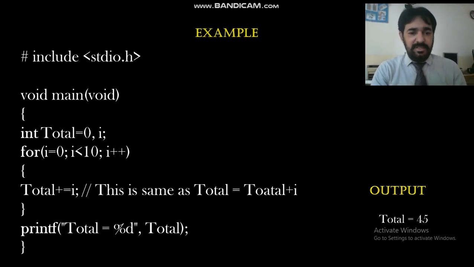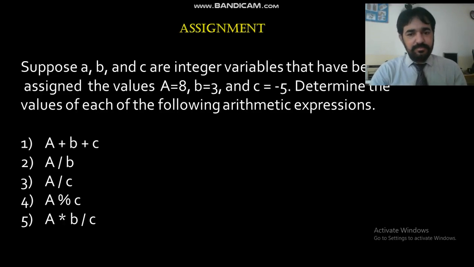So, an assignment for you. Suppose a, b and c are integer variables that have values assigned, where a equals 8, b equals 3 and c equals -5. Determine the values of each of the following arithmetic expressions.